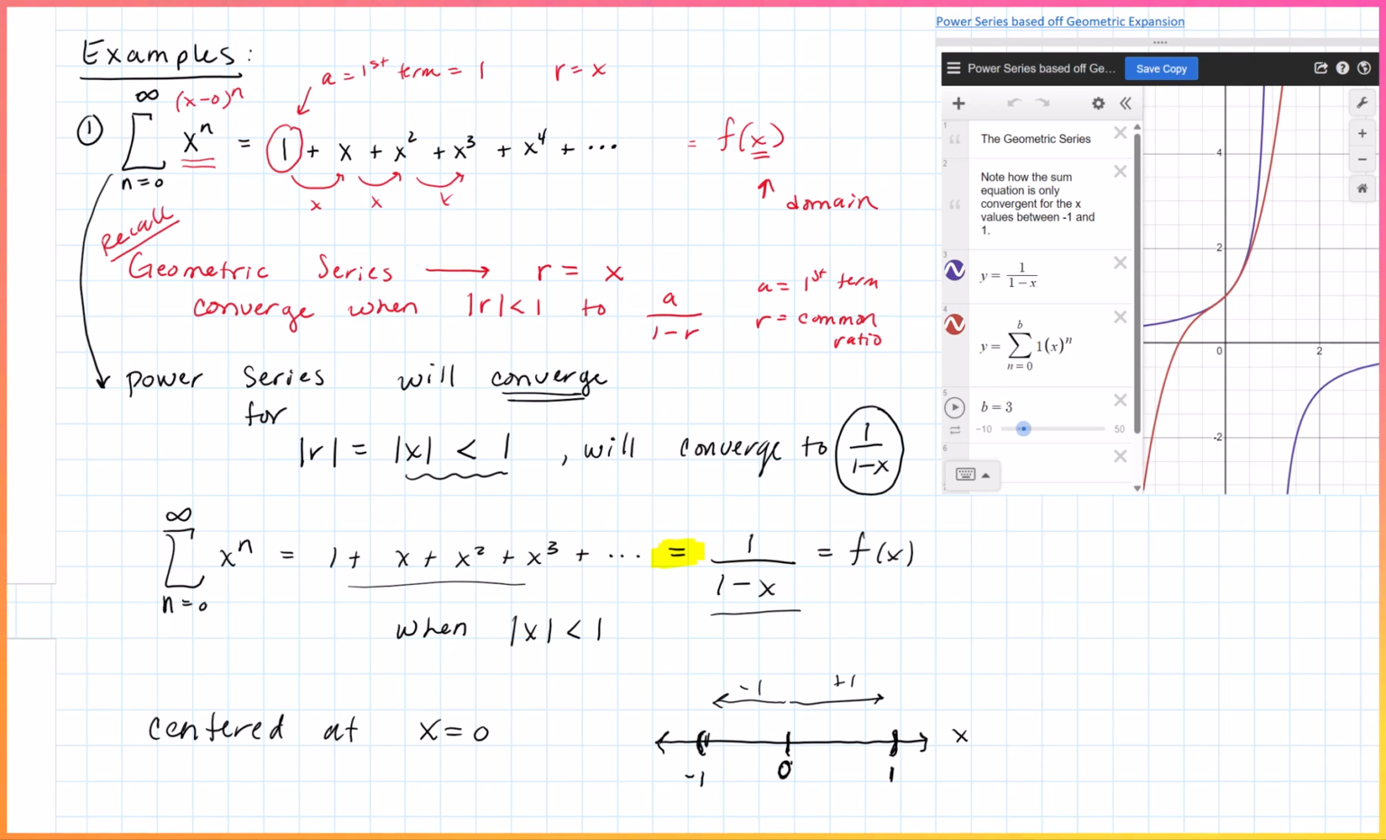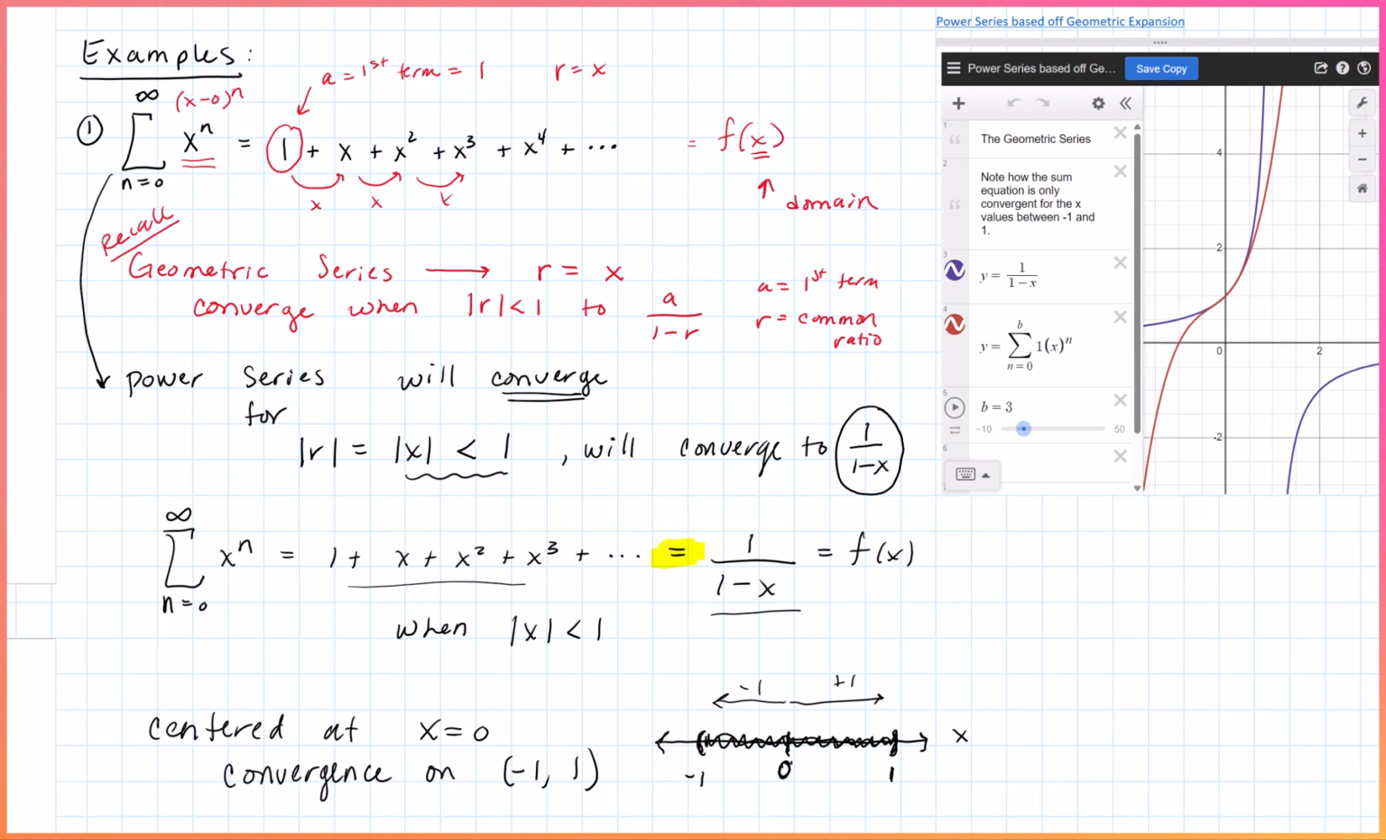And this is what we call the interval on which we can converge, the interval of convergence. So since we're centered at x equals 0, we got convergence on the interval from -1 to 1.